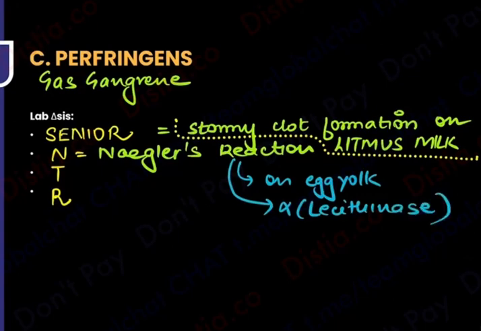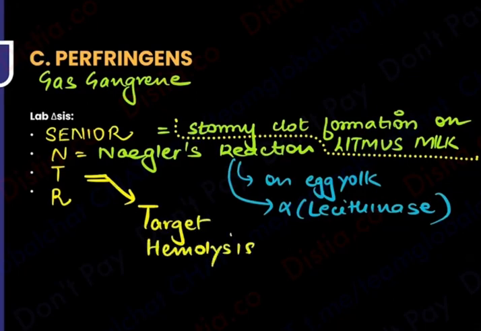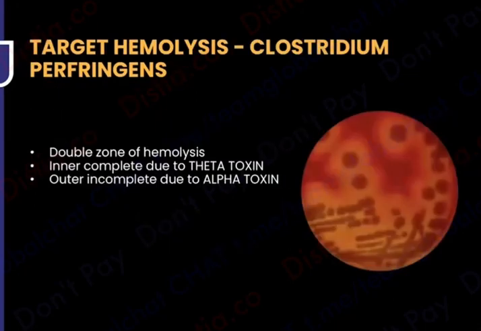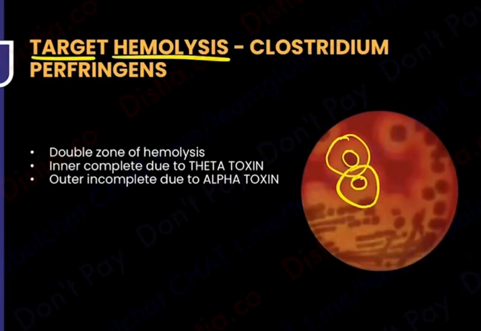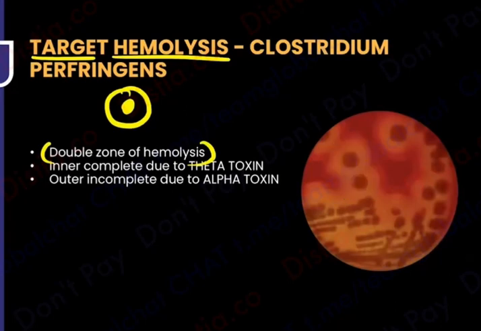Coming to the next, T is going to be for target hemolysis. There is something known as a target. We all know how a dartboard has a target. In the same way, the same picture has been shown over here. It shows you target hemolysis, which means double zones are going to be there. Some people call it target hemolysis, some people call it double zone hemolysis. I'll repeat it for you. There is an inner part of hemolysis and an outer part of hemolysis.